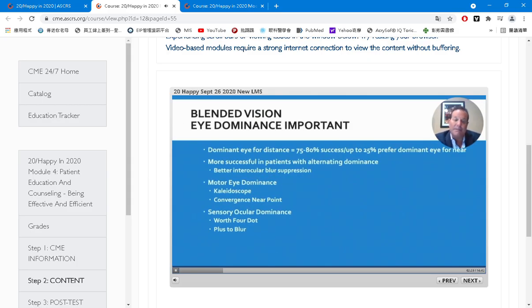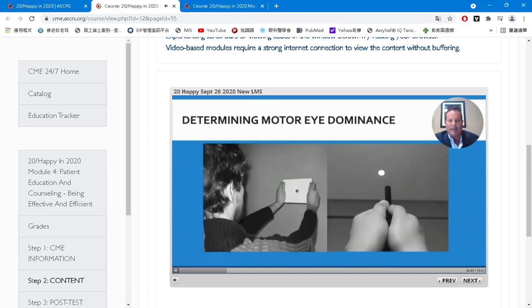Eye dominance obviously is really important, so most patients who do blended vision prefer their dominant eye for distance, but up to 25% will prefer their dominant eye for near, and so you have to know that. And there's ways to test eye dominance, a lot of fancy ways to do it. What I personally do is I walk in the room, especially now with social distancing.